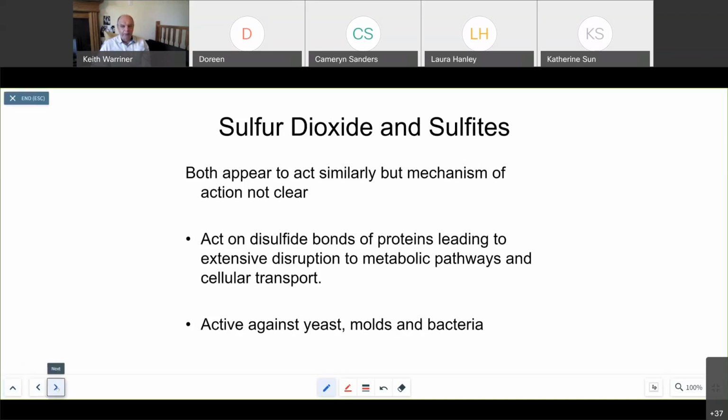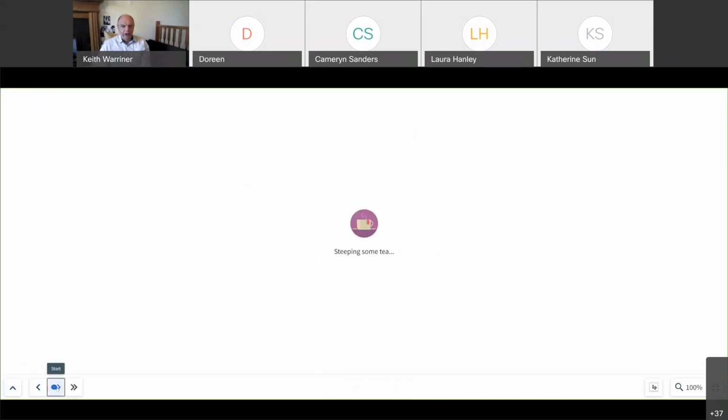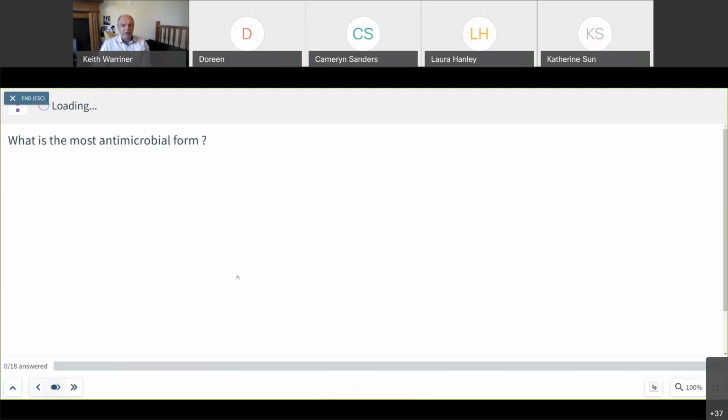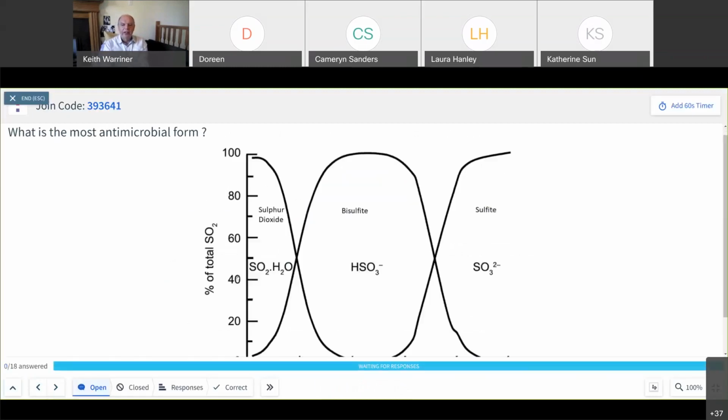So they're very favoured. All right, so as I mentioned, whether you have sulfur dioxide, sulfites, or bisulfite really depends on the pH of the system. At very acidic pHs, you have sulfur dioxide, and at alkaline pH, you have sulfites. In between, at neutral pH, you have bisulfite. Well, the question to you is, which do you think is the most antimicrobial form? Is it sulfite, bisulfite, or sulfur dioxide? And you can click on the target.